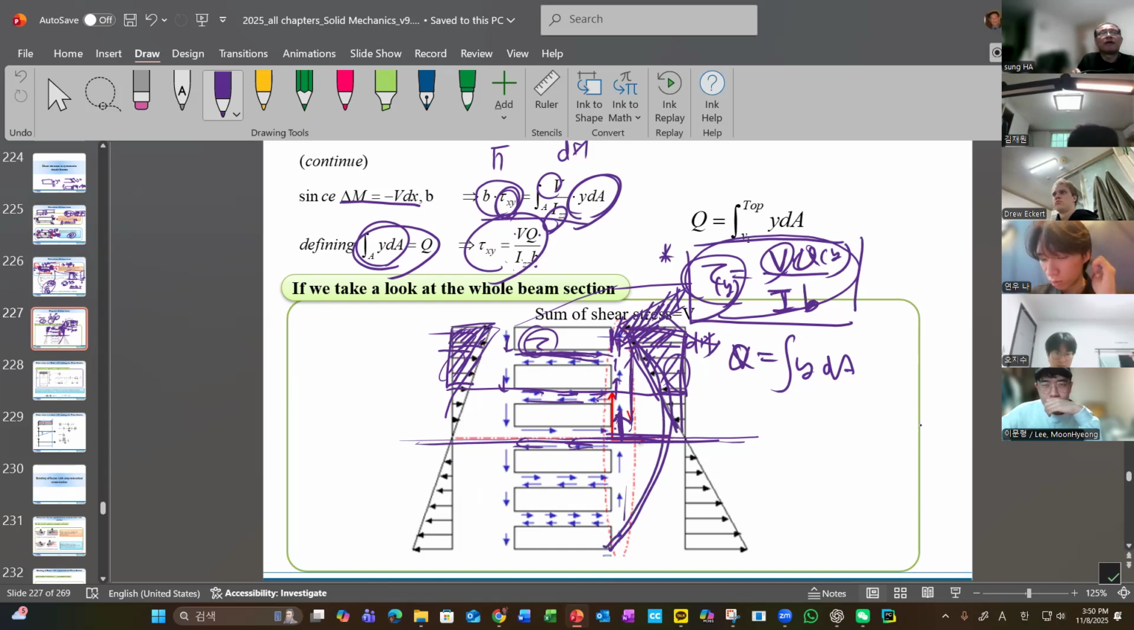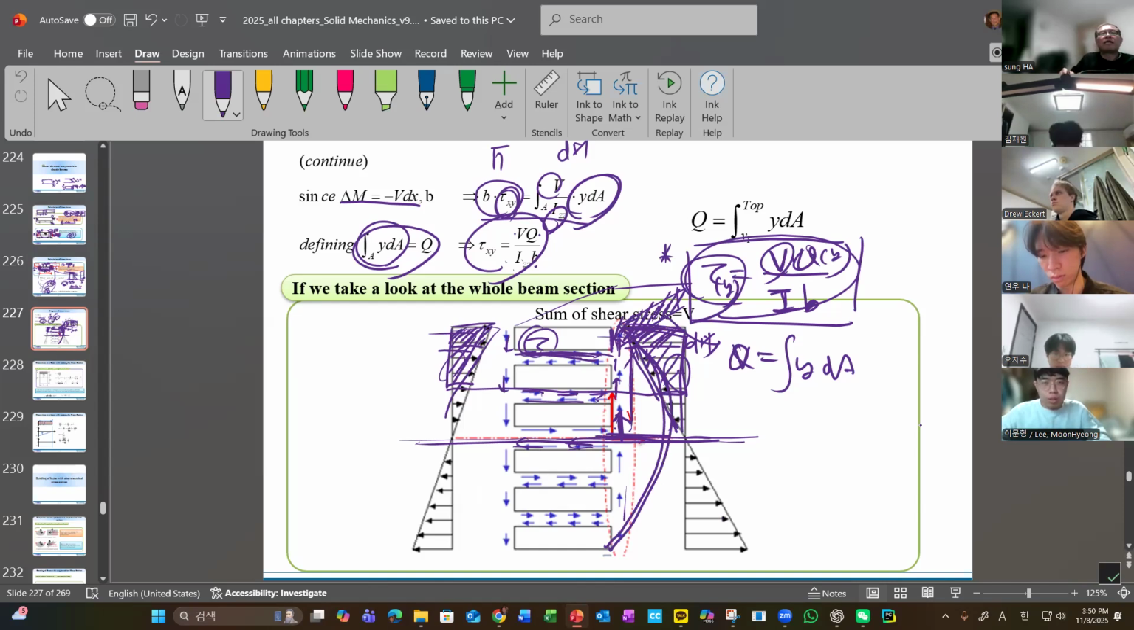Okay, which is quite different from sigma x. Sigma x is much larger at the top and bottom, and then zero here. But shear stress is quite different: it is a maximum at the center and approaches zero at the top and bottom.